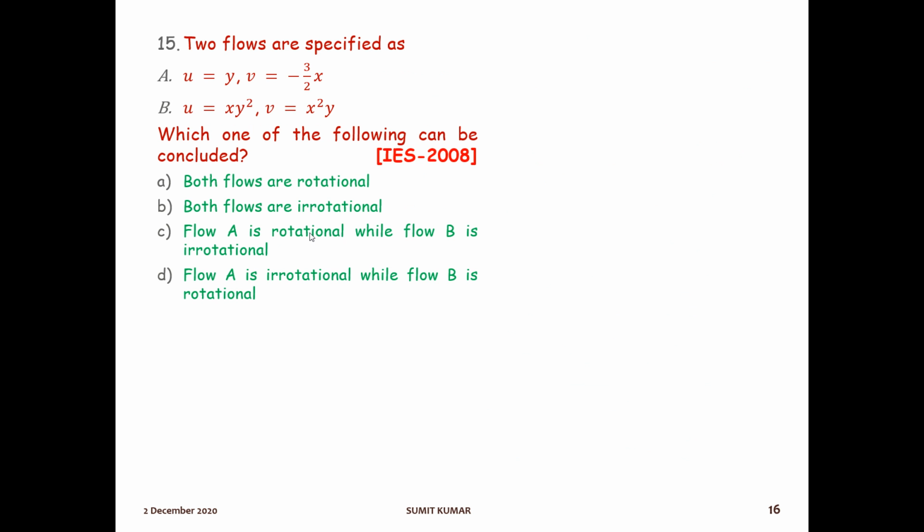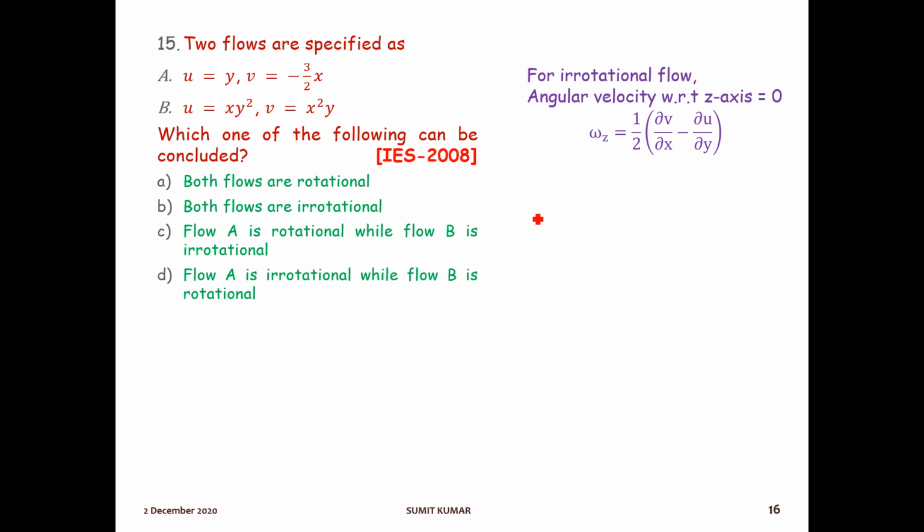Here two flows are specified as A and B, two flow fields are given. Now comment on rotationality or irrotationality. So which equation we will use? We will use the angular velocity, that is omega z. So for field A, omega z is equal to half of dv/dx, here dv/dx is what? Minus 3 by 2, minus du/dy. du/dy is 1. So it is not coming 0, minus 3 by 2 minus 1, minus 5 by 2, it is coming minus 5 by 4. It means it is not 0, it means it is rotational flow.